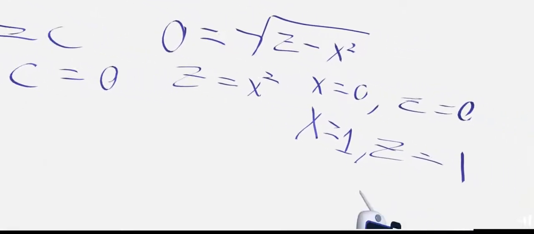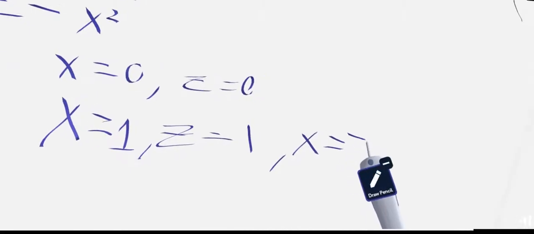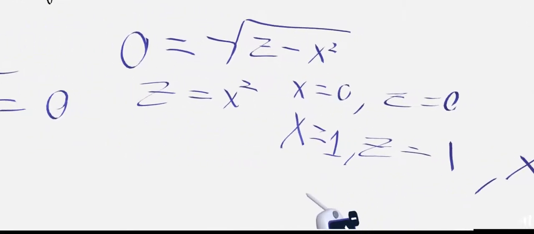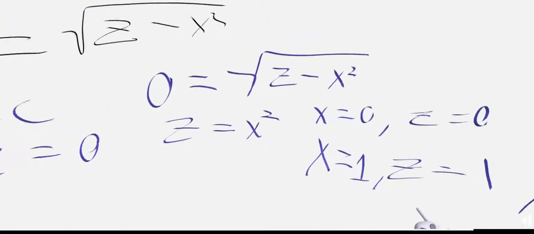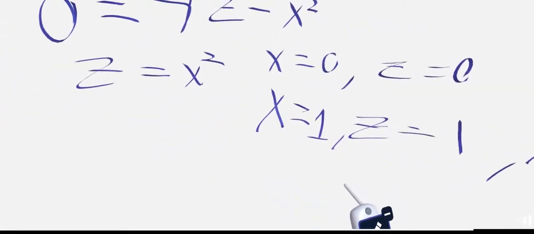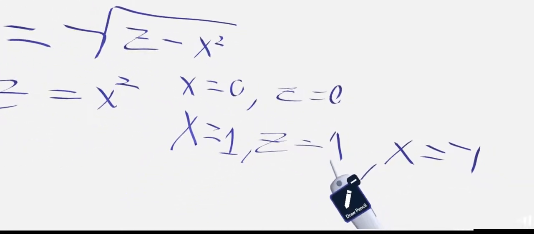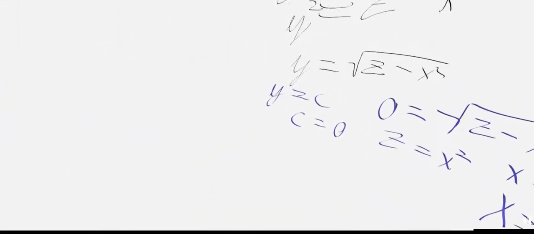That's true. What else? Let's say x is equal to -1, then that's also true. It would result in z equals 1, because -1 squared is going to be positive. Now, one thing you have to keep in mind is the domain of the original function.